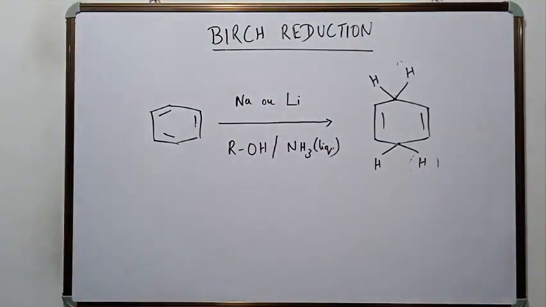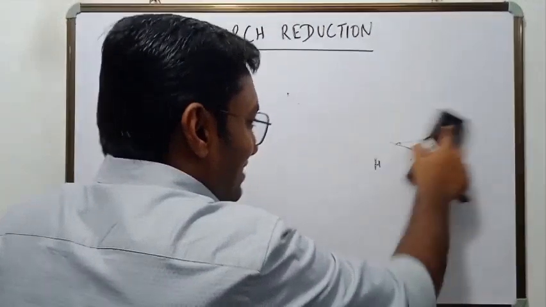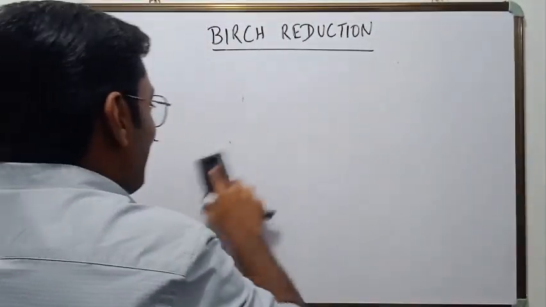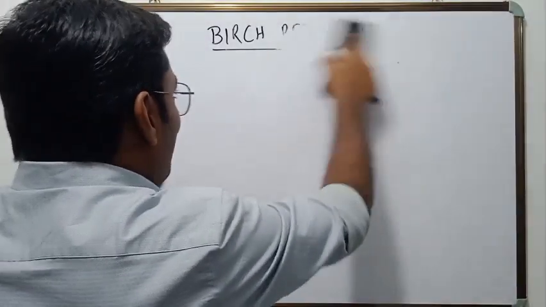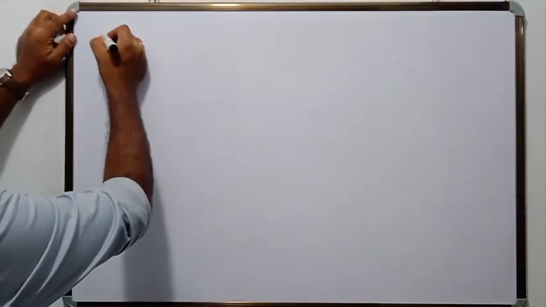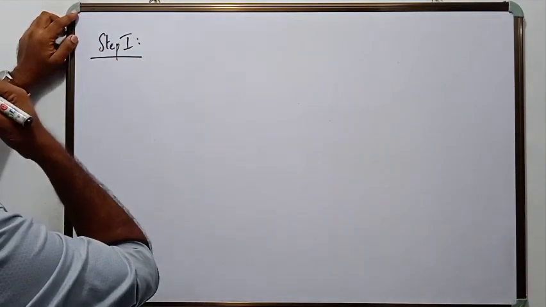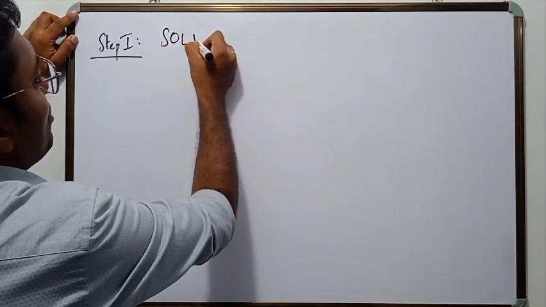Dear students, now let us try to understand the mechanism of Birch reduction, because only if we understand the mechanism will we retain the reaction in our mind. So we will go for the mechanism. Stay tuned with me and thank you for your patience. The mechanism consists of 3 steps. Step number one is solvation of electron.